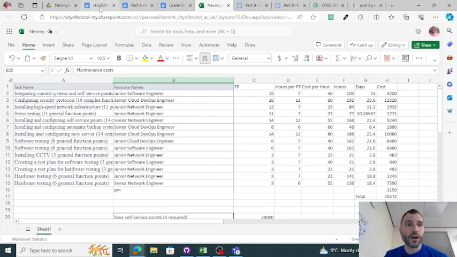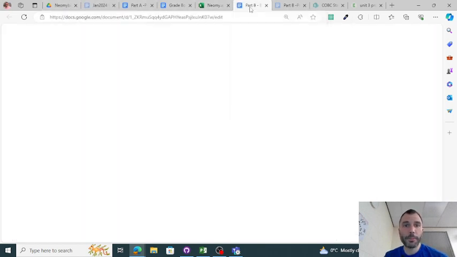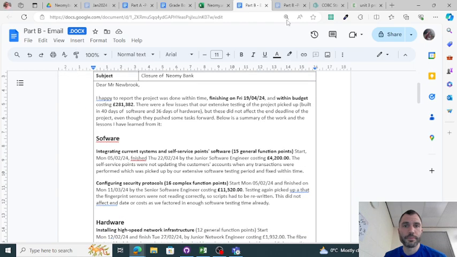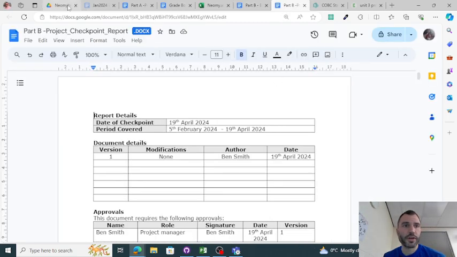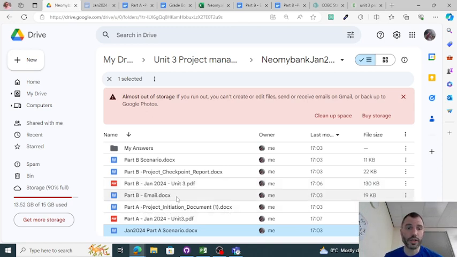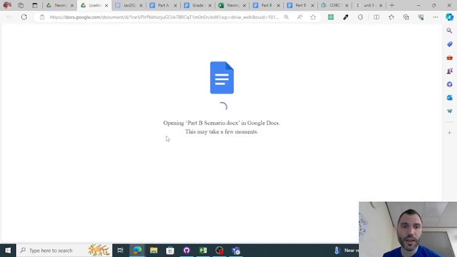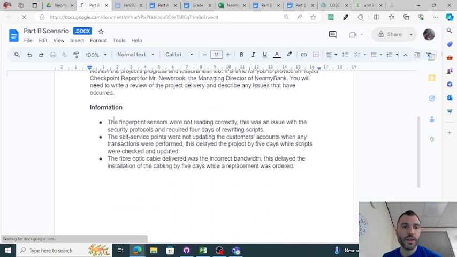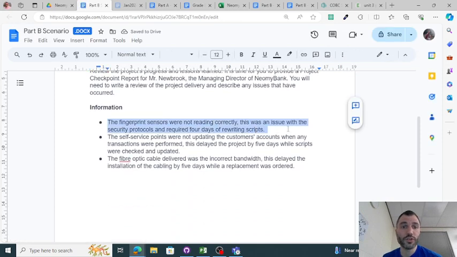Right, so firing on. Part B, email and checkpoint. This is what you would have done yesterday, because I'm going to post this video on Friday morning. Part B scenario. Essentially, this was it. There was a problem with the fingerprint sensors not reading correctly. So that's an issue with security protocols. So that would be a software issue. So that would affect some of the software development tasks.